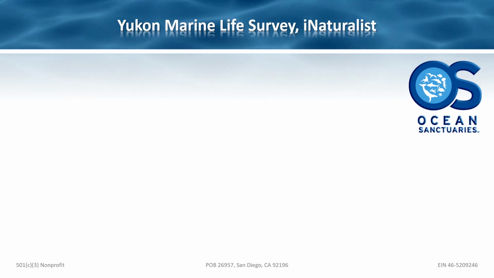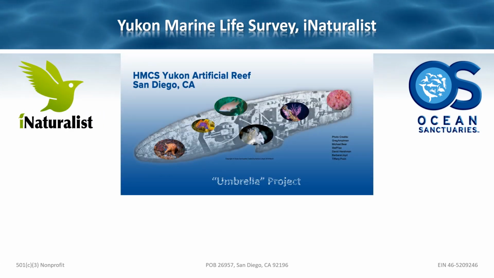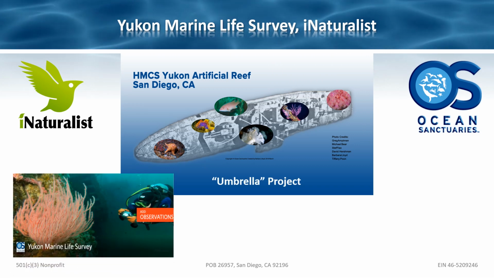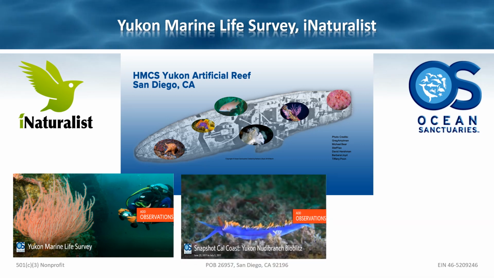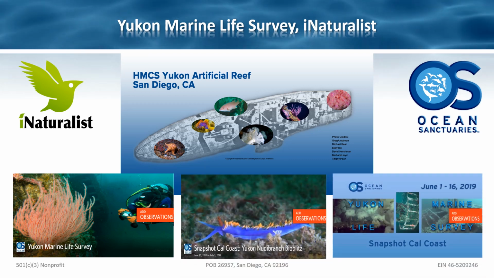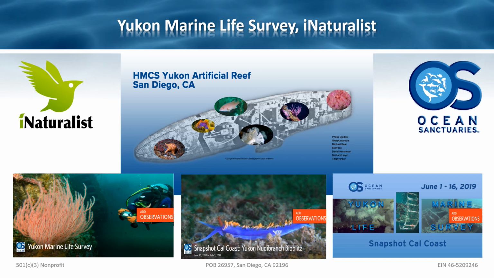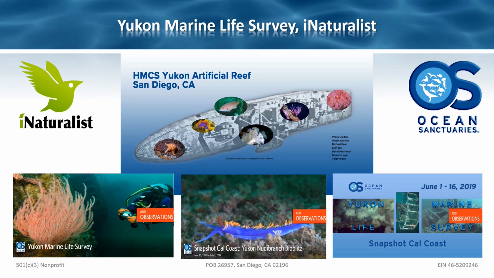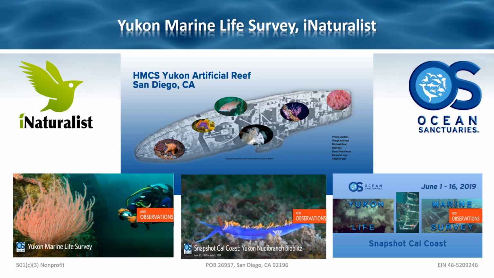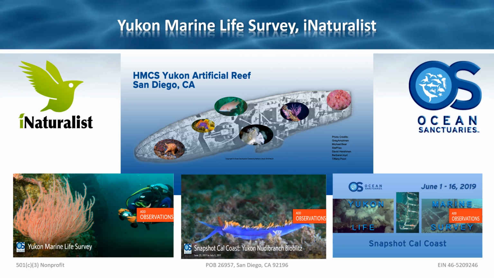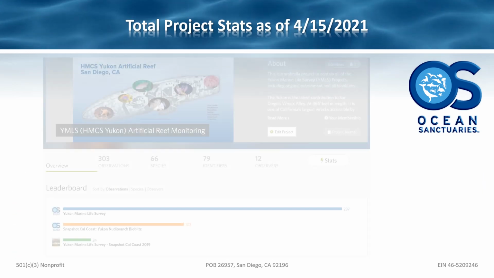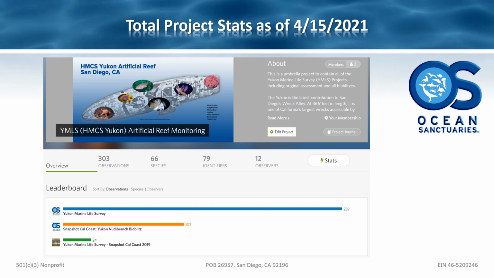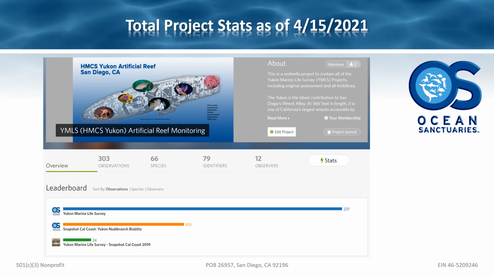The Yukon Marine Life Survey in iNaturalist consists of our umbrella project, our original assessment project, our snapshot for nudibranchs in 2017, and then in 2019 snapshots for other species. Our current data set exists entirely in iNaturalist. The umbrella project shows the stats from the original assessment survey and the individual BioBlitz snapshots.